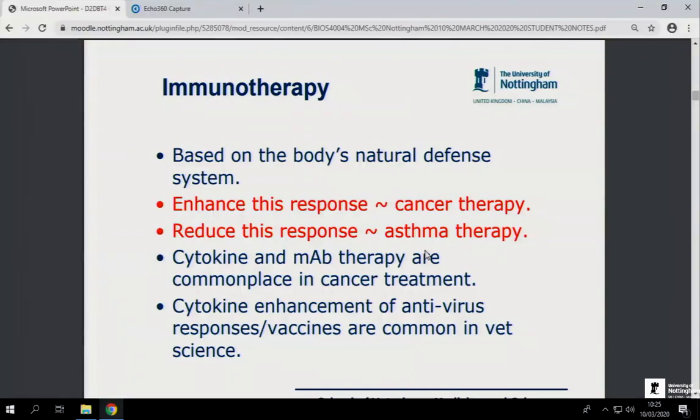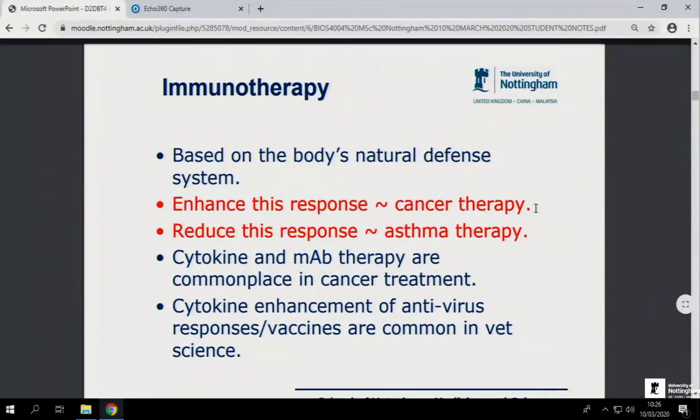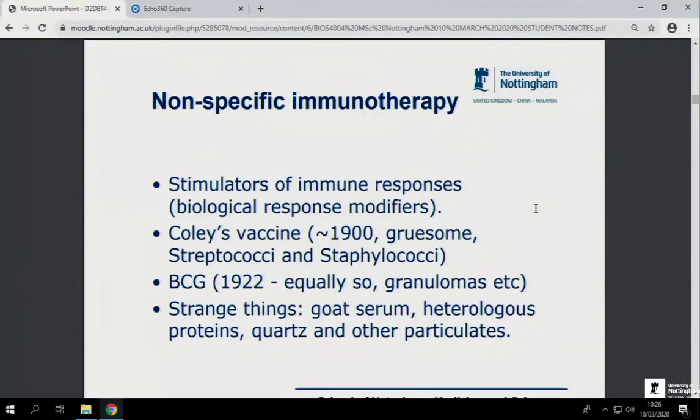So beyond that, you need to have an enhanced immune response. So it's quite simple for us, really. We're going to reduce immune response to get rid of asthma, and we're going to enhance immune responses to get rid of cancer. There are lots of non-specific ways of stimulating immune responses. I have to mention them to you. There's things called biological response modifiers.